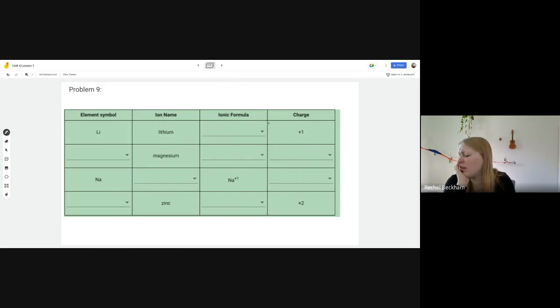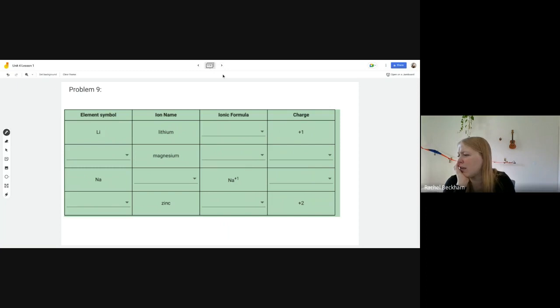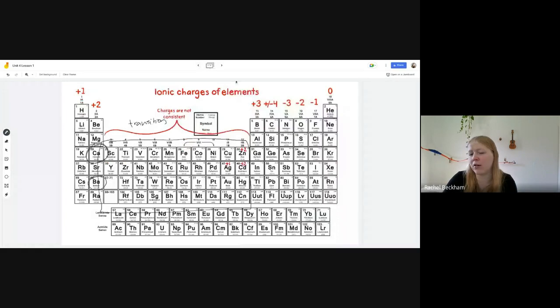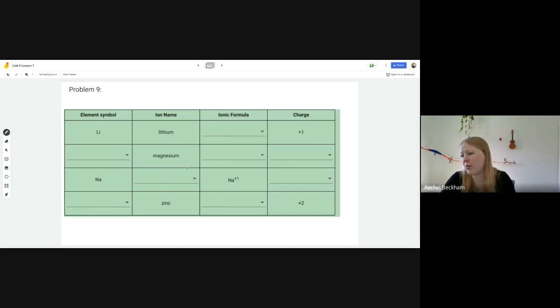Okay, so looking at this next one, I'm going to have you guys do problem number 9. I think that this helps you understand it a little bit more. So try number 9 on your own, and you can refer to the ionic charge list. You're going to need this right here. And you just look up the charge of the element and you fill it in. And you may need to look up the name. Like for this one, you have to look up the name of it. What's the name for Na? But yeah, so try number 9 on your own.